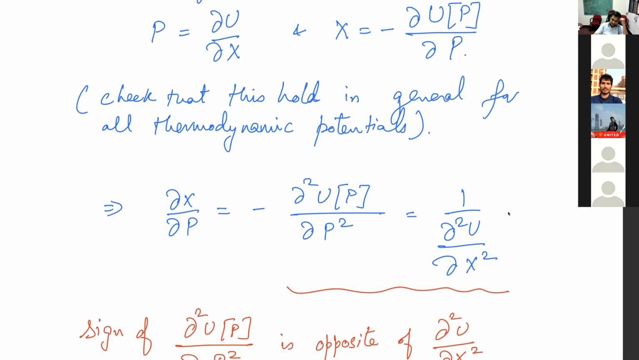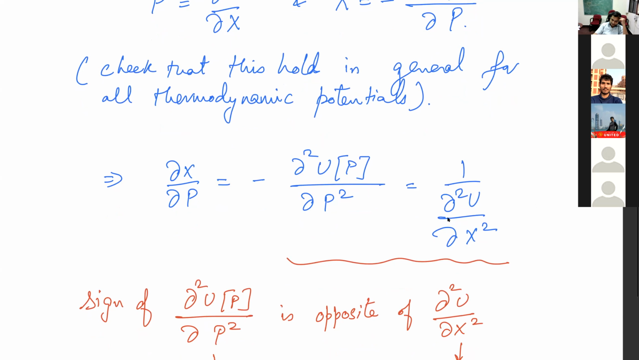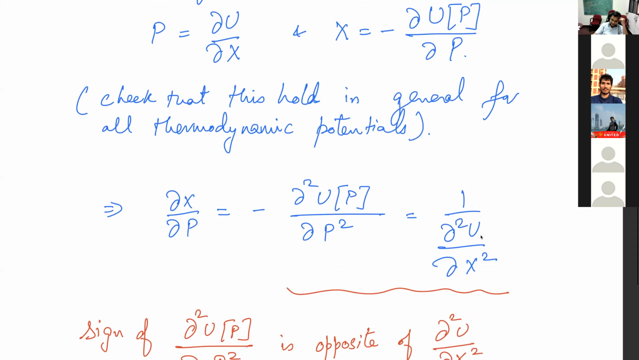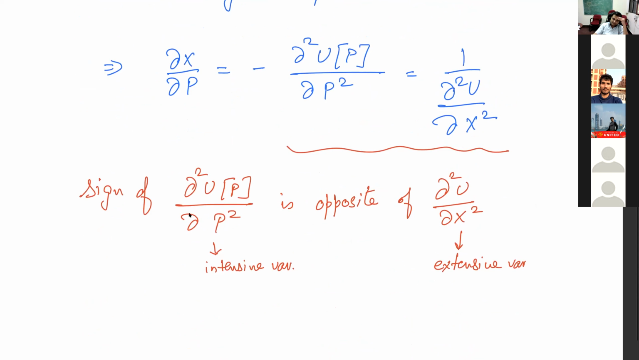The reason for doing all this jugglery is that U was the internal energy, remember, from this relation. So if I'm looking for ∂²U/∂X², where X was an extensive variable, then the corresponding quantity I can write in terms of U of P, but it will pick up a negative sign, where this P is an intensive variable now. So the sign of the thermodynamic potential's double derivative with respect to an intensive variable is opposite to that of ∂²U/∂X², the corresponding extensive variable.